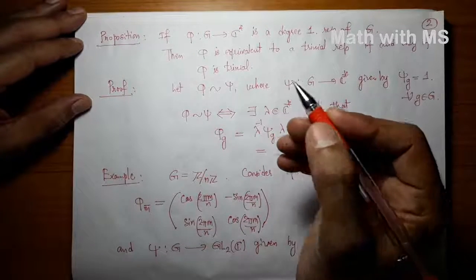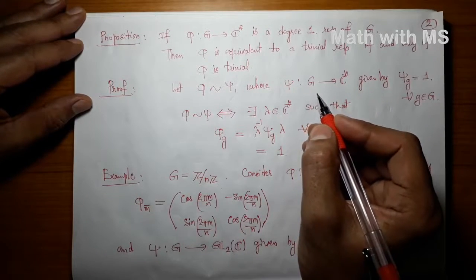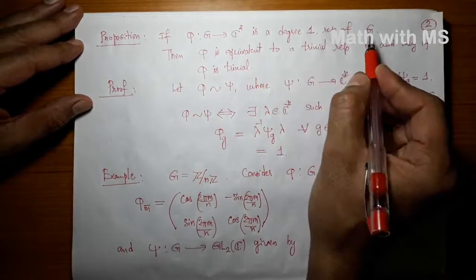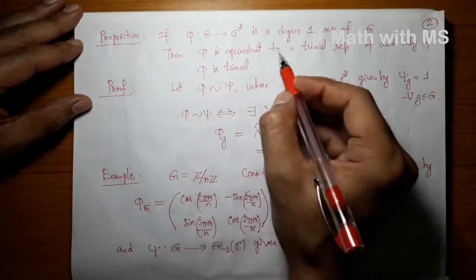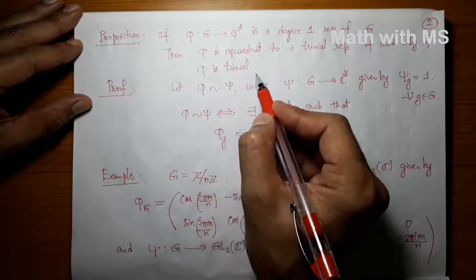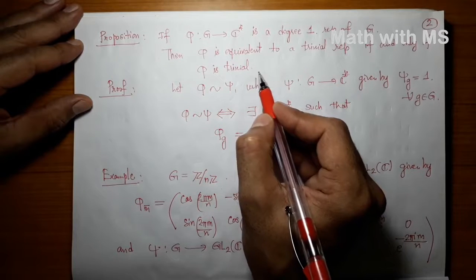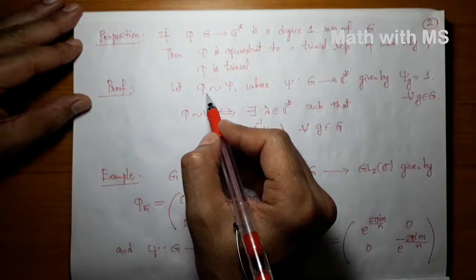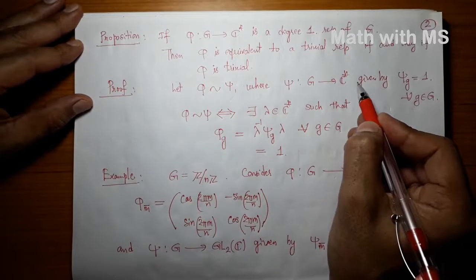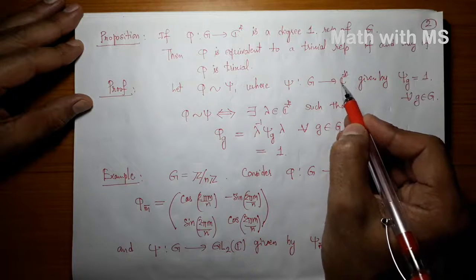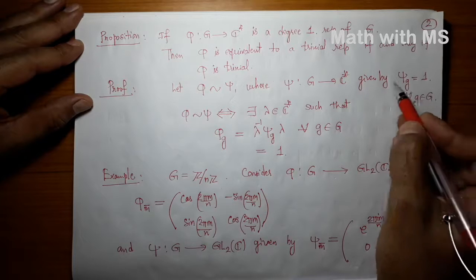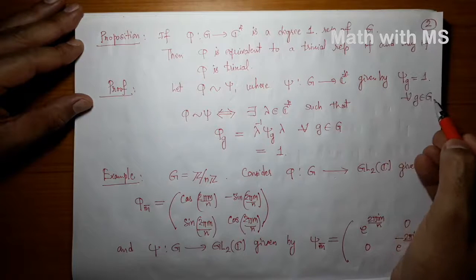Alright, let us make some more observations about equivalence of representations. If phi from G to C star is a degree 1 representation of G, then phi is equivalent to a trivial representation if and only if phi is itself trivial. Very simple observation. Suppose phi is equivalent to psi, where psi is a trivial representation. Recall that a trivial representation means a degree 1 representation which is trivial as a group homomorphism, that is, psi(g) is 1 for every g in G.